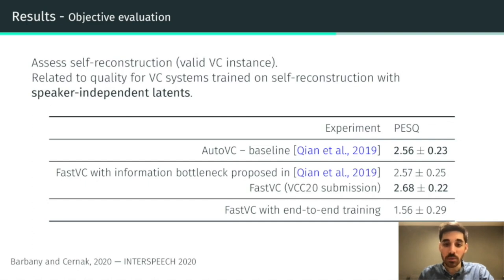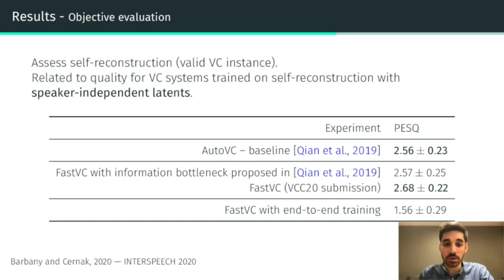To see whether the PESQ was correlated with the mean opinion score, a small subjective evaluation was conducted. The PESQ was indeed correlated with the subjective score in the first three cases, that is, on models trained on reconstruction. However, there was no correlation for the model with end-to-end training. Note that in this case the score is significantly lower, but the models had perceptually similar quality.